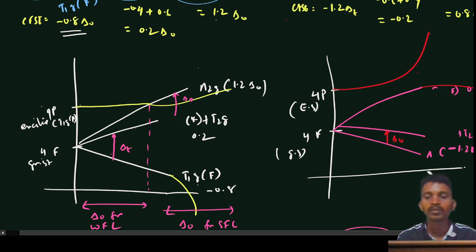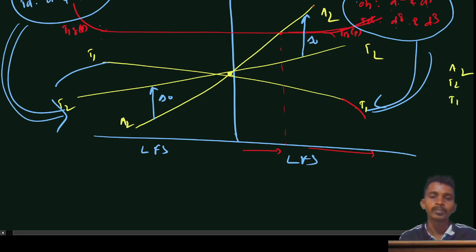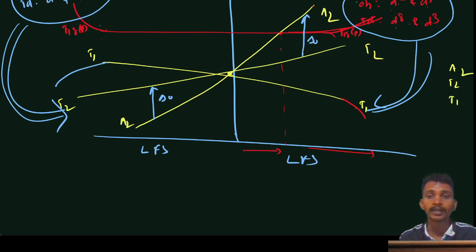So likewise you can do. Please correct it. Wherever I drew the T1g and T2g, only T2g is there. T1g I am drawing here, but both T1 and T2 cannot be drawn.